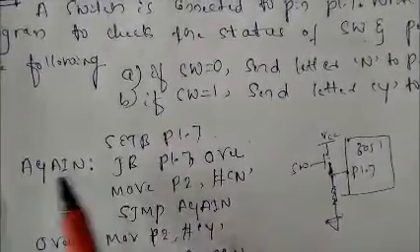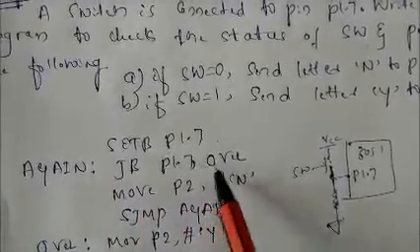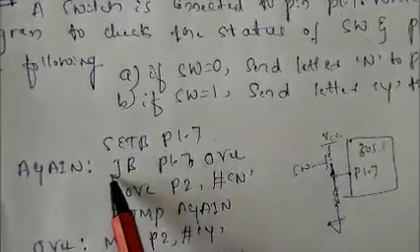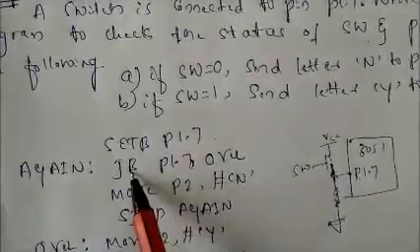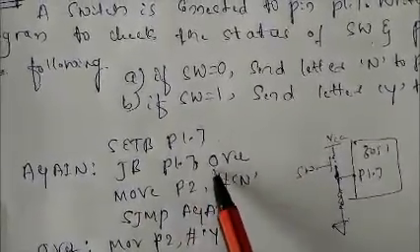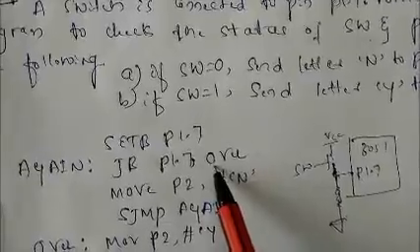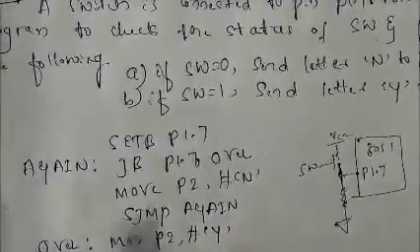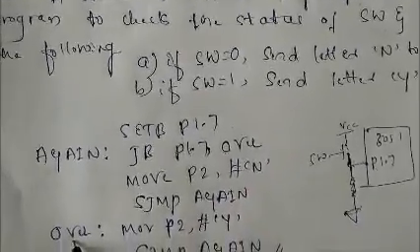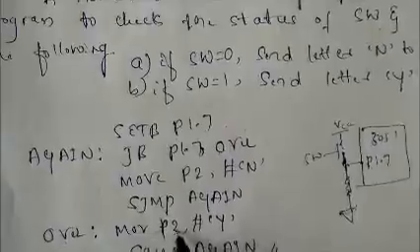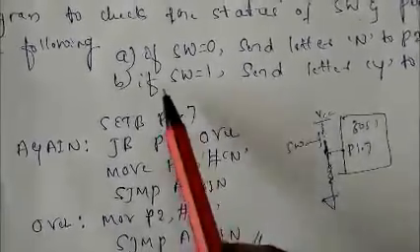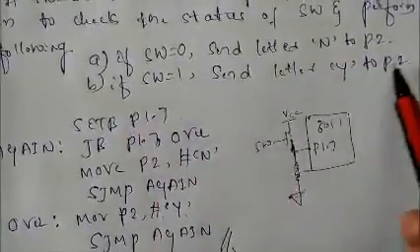So next one, JB, again, colon, JB P1.7 comma over. So that means it will also continuously monitor. So it will make the jump when the bit becomes logically 1. At that time it will make the jump. So where to make the jump? The target address label is over. Where is the over? Over is here. That means once it becomes logically 1, it will jump from this label to this label. So what is this label? MOV P2 comma hash single quotation Y. So what he said here, if the switch is 1, send the letter Y to P2.